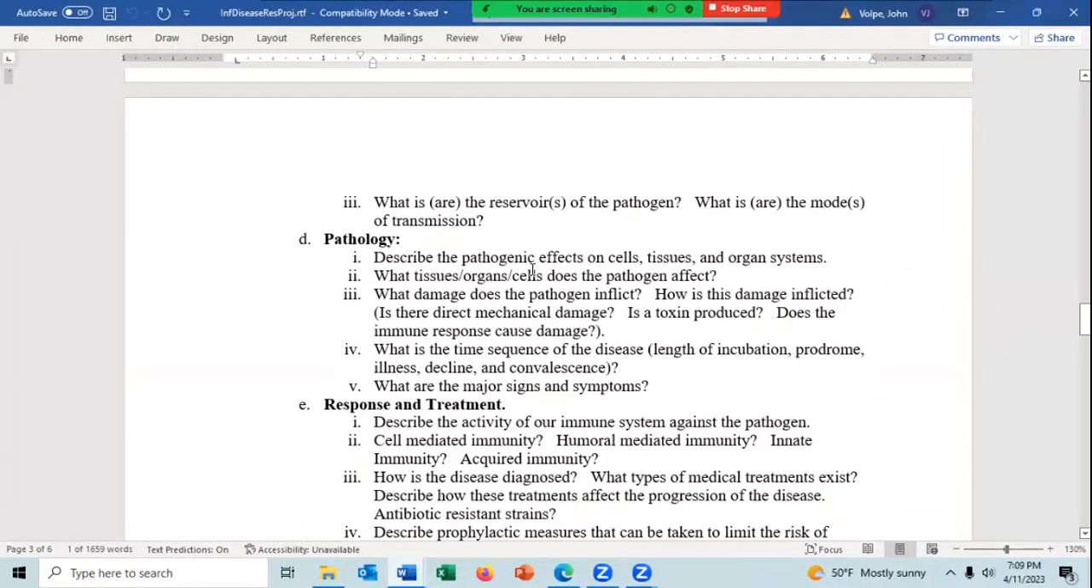Pathology, describe the pathogenic effects of the disease on cells, tissues, and organ systems. And so we're talking about if you have a bacterial infection, what is the bacteria's effect on cells, tissues, and or organ systems? What tissues, cells, etc., does the pathogen affect? Like, for example, polio affects the nervous tissue, specifically the nerves of the spinal cord.